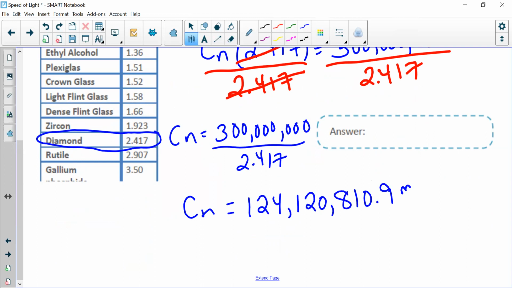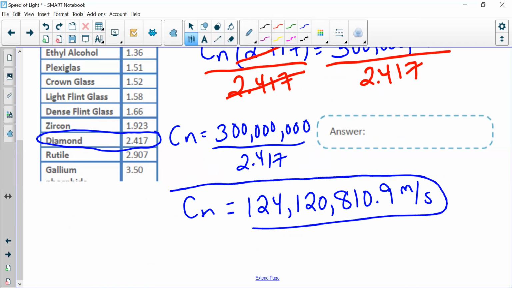124,120,810.9 meters per second. Okay, good. Guys, look how significantly slower that is than the speed of light in water. So this is dramatically slowed down in a diamond. Why do you think that's the case? It's like it's thicker or denser. I don't know how to explain it.